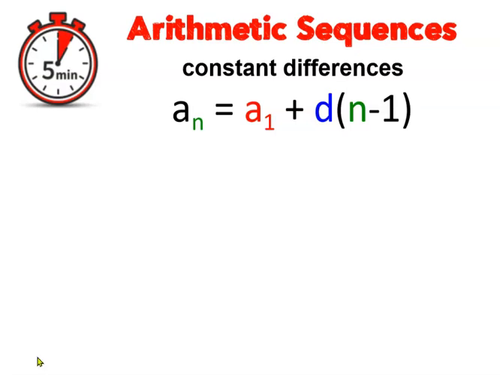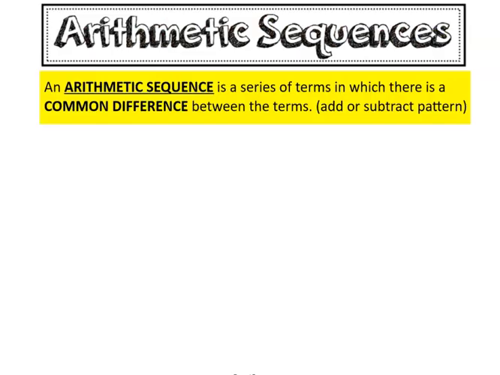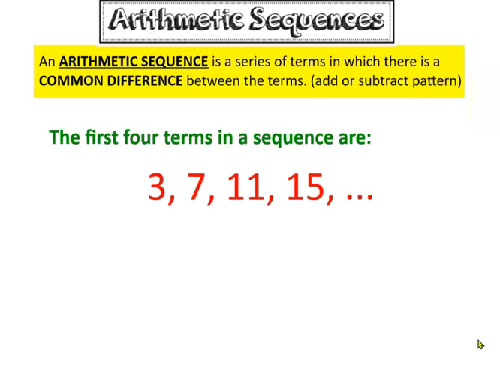Arithmetic sequences, explained in 5 minutes. An arithmetic sequence is a series of terms, or a list of numbers, in which there is a common difference between the terms, or an addition or subtraction pattern. As shown here, the first 4 terms of a sequence are 3, 7, 11, and 15.